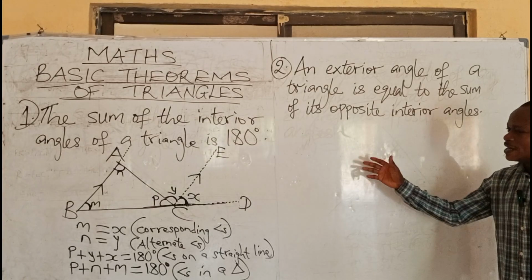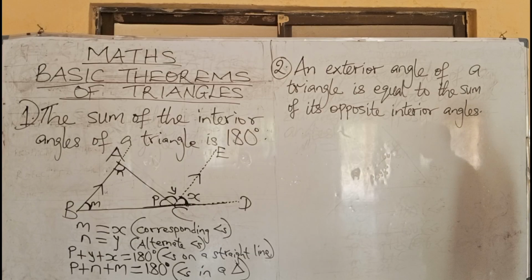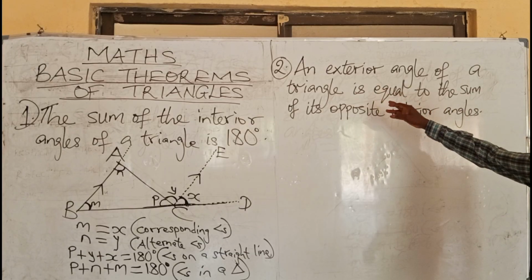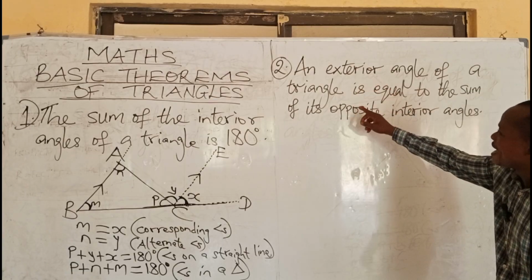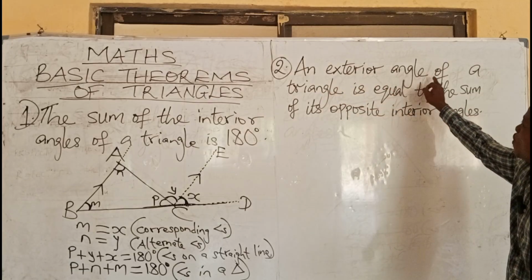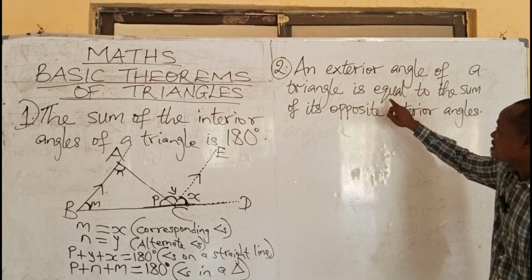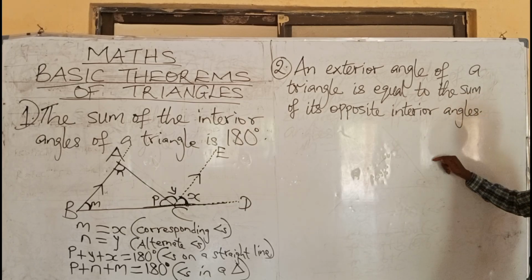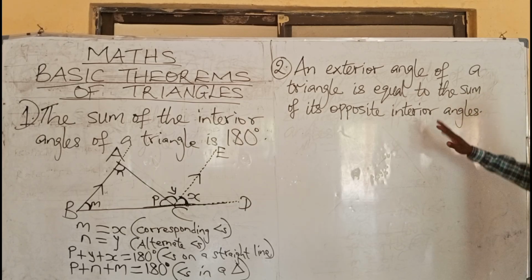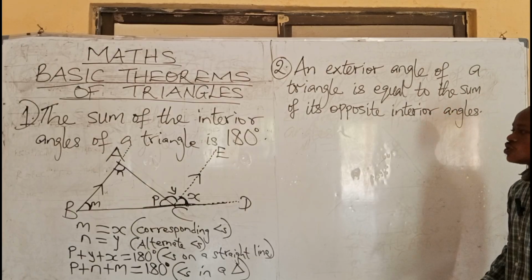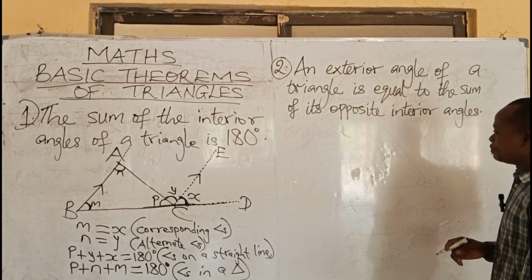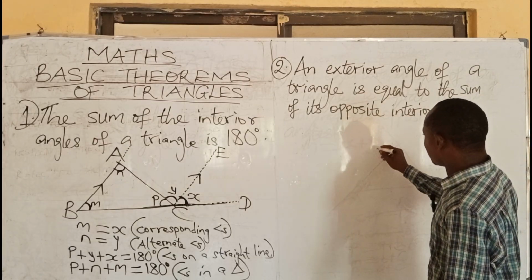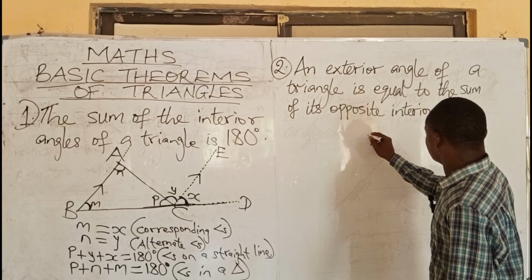All right, let's begin the second theorem of the basic theorems of a triangle. The second theorem states that an exterior angle of a triangle is equal to the sum of its opposite interior angles. Now, to explain this, I will draw a diagram. Let me assume I have a diagram like this.